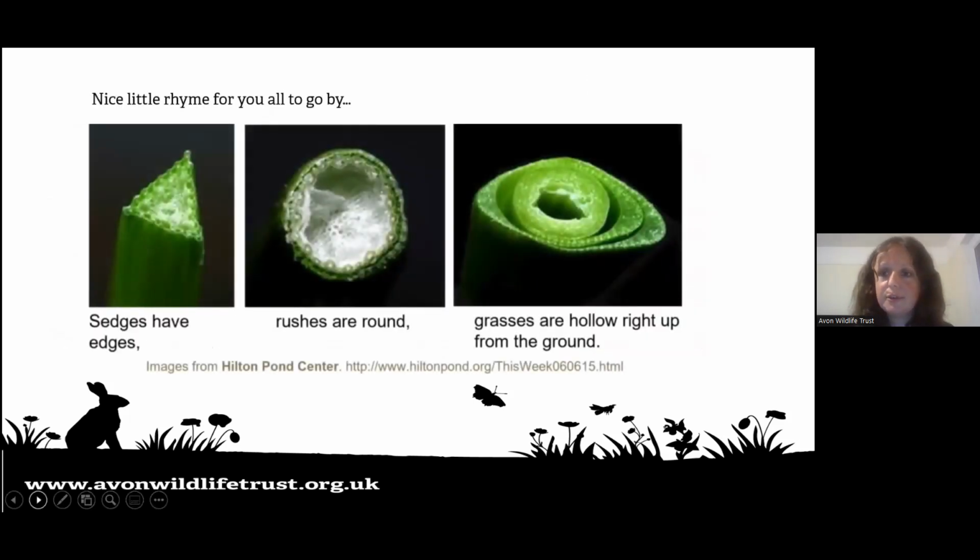So here's a nice little rhyme for you to go by, and it will help you remember how to differentiate between the three different things. Sedges have edges, rushes are round, grasses are hollow right from the ground. So yeah, sedges are all triangular, rushes are completely full in the stem, and grasses are always hollow.